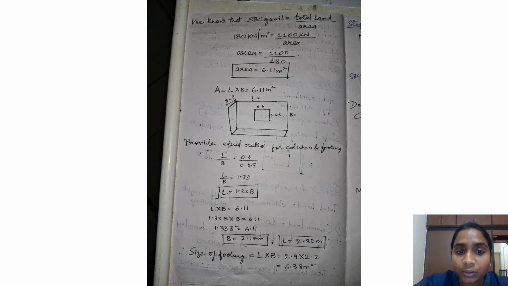We know that length into breadth is equal to 6.11. By substituting value of L as 1.33 B in this equation, we will be getting the value of B and L. And the size of footing is length into breadth, that is 2.9 into 2.22, which is equal to 6.38 meters square.